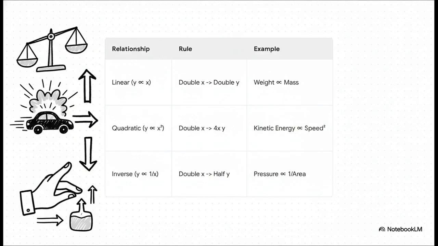Then there's the quadratic relationship. With this one, if you double the input, the output gets 4 times bigger. This is a huge deal for things like a car's braking distance. And finally, we have the inverse relationship. You double the input, and you cut the output in half. Just think about how pressure works when you press down with your finger.